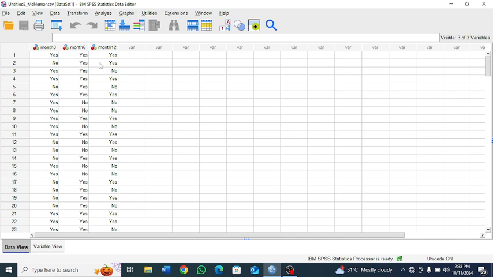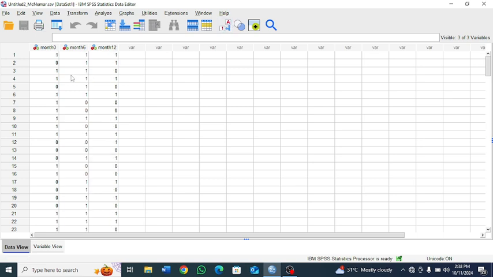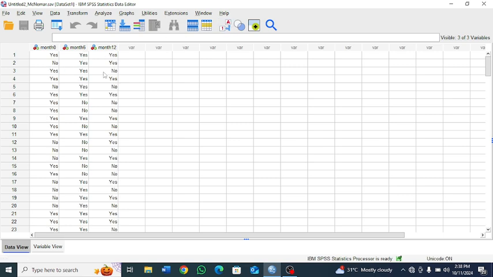So yes or no, and in SPSS, this is coded to 1 and 0. So 1 for yes, 0 for no. Okay. So now, if you want to see whether the intervention had an effect on this, how will you know? Visually, this cannot be determined.